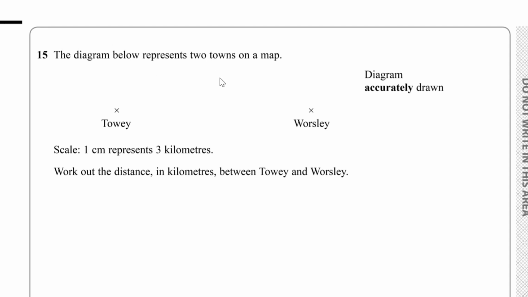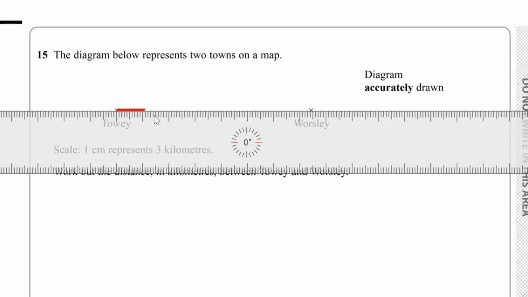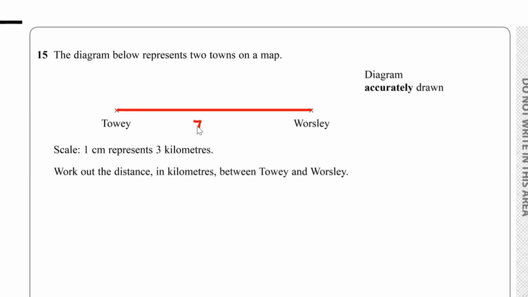Question number 15. The diagram below represents two towns on a map. We've got a scale, 1 centimeter represents 3 kilometers. We have to work out the distance in kilometers between town A and Moseley. Well, if I measure this distance here, what we can see is we've got 7.5 centimeters. So, what we know from the question is 1 centimeter would represent 3 kilometers.